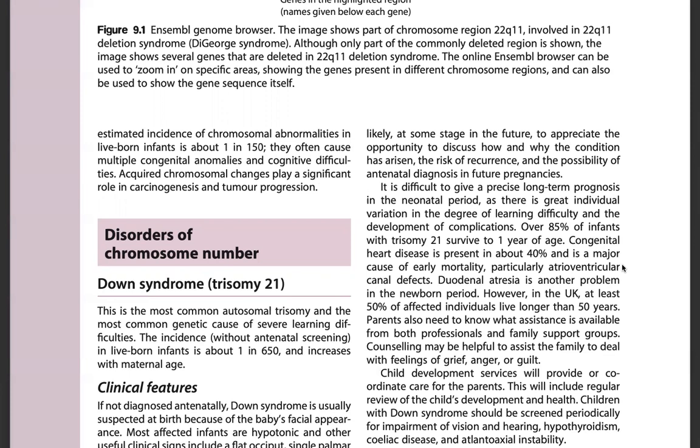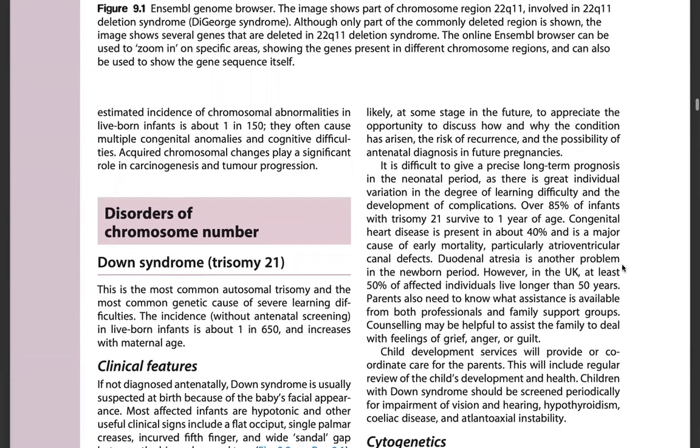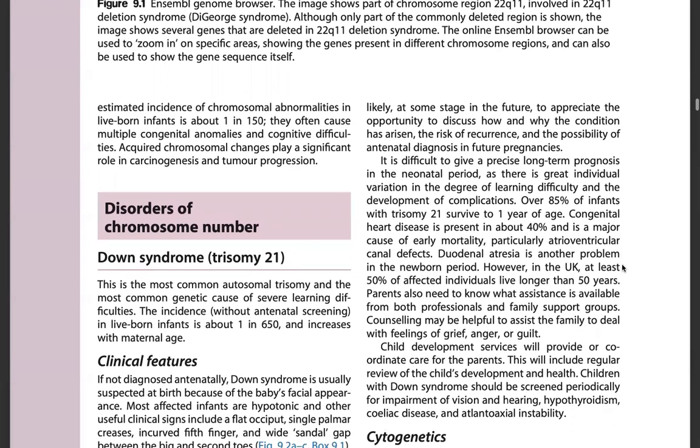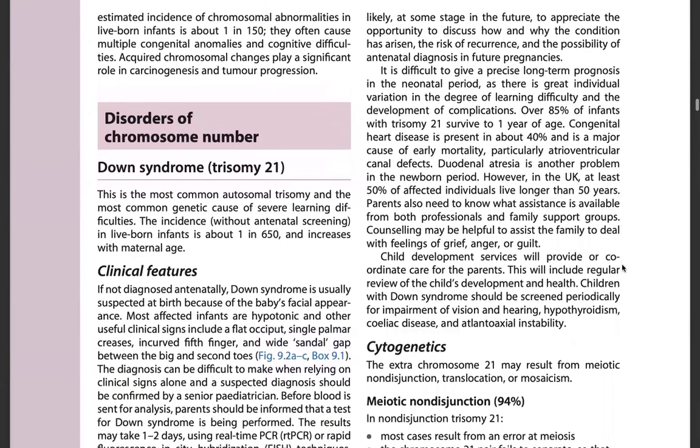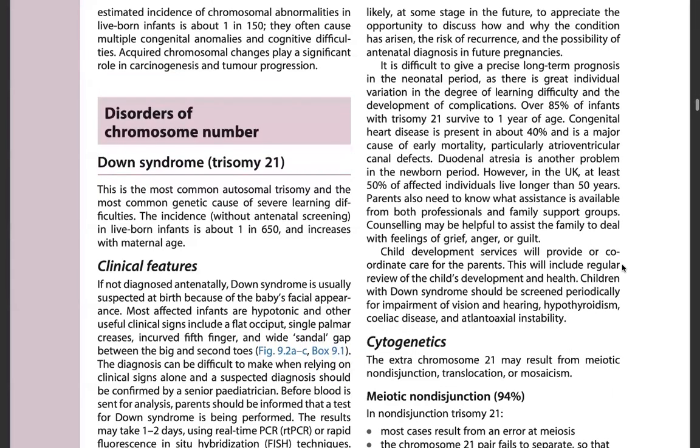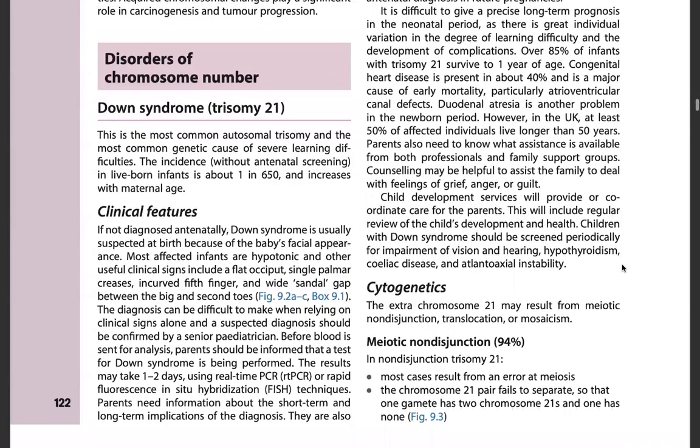Clinical features: if not diagnosed antenatally, Down syndrome is usually suspected at birth because of the baby's facial appearance. Most affected infants are hypotonic, and other useful clinical signs include a flat occiput, single palmar crease, incurved fifth finger, and wide sandal gap between the big and second toes. The diagnosis can be difficult to make when relying on the clinical signs alone, and a suspected diagnosis should be confirmed by a senior pediatrician before blood is sent for analysis.